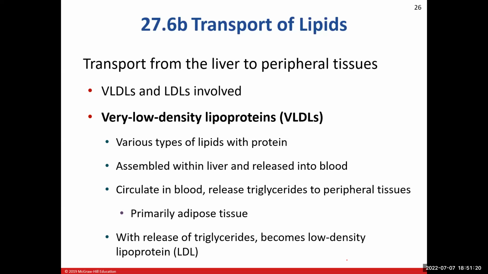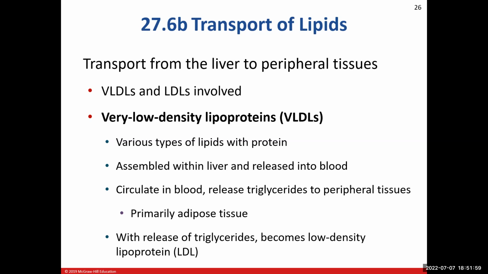So let's start off with the VLDLs. They're going to head out into the blood and circulate throughout. Basically, they release the fat, the lipids, triglycerides specifically, to those peripheral tissues. Now, where do we store triglycerides? Primarily in adipose tissue when it's time for storage, or we can use triglycerides for energy production. But primarily, the VLDLs are going to head out to the adipose tissue.